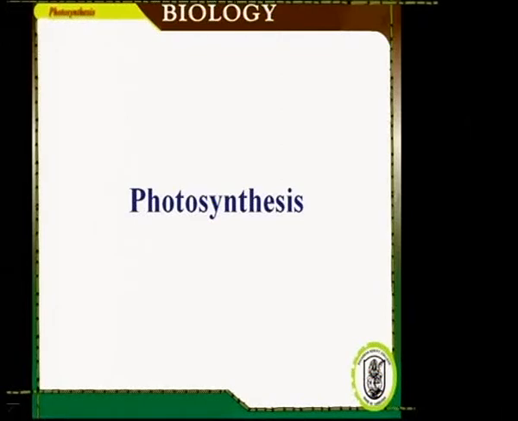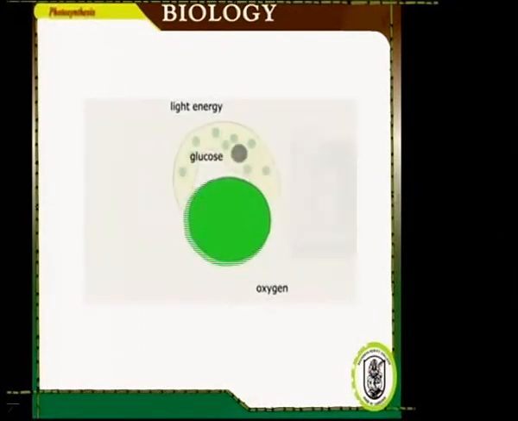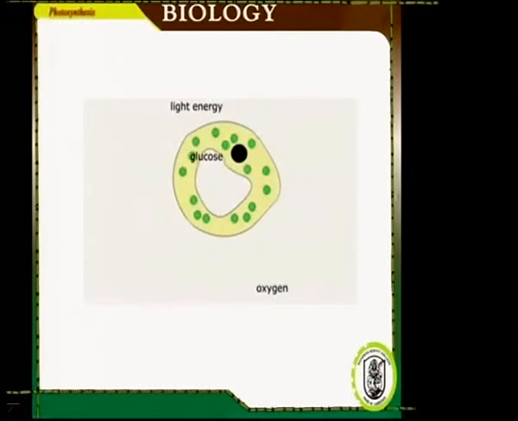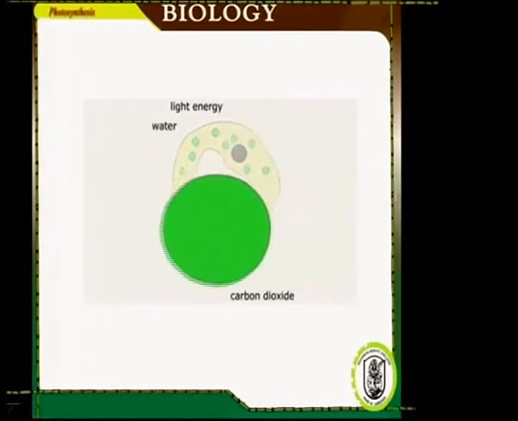Today's topic is photosynthesis. You must be knowing that the most conventional definition of photosynthesis is that the green parts of the plant, in presence of sunlight, utilize water and carbon dioxide as raw material and produce the carbohydrate, that is the glucose, and oxygen is evolved.